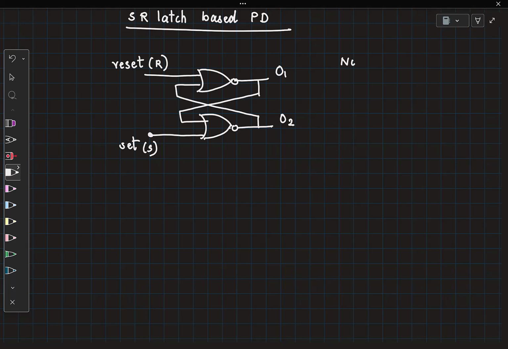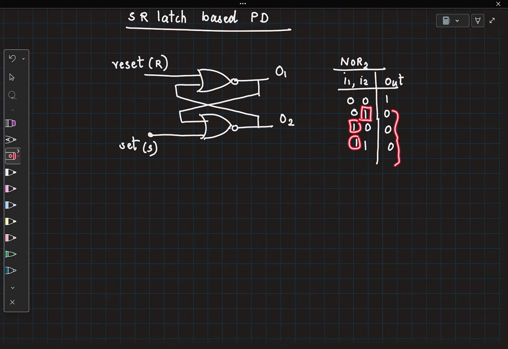Let's first quickly look at the NOR truth table. 0, 0, 0, 1, 1, 0 and 1, 1. When both inputs are 0, what is the output? So this is the truth table for a NOR gate. 0, 0, 1. For all the other inputs, the output is 0. So the key thing you have to remember is that even if one of the inputs is 1, the output is going to be 0. Even if one input is 1, I don't have to check for the other input. I can directly write the output as 0.